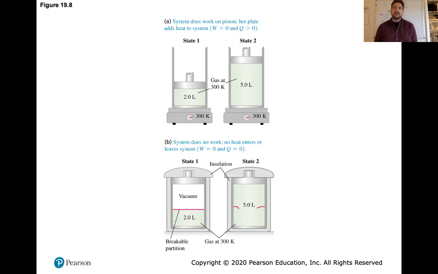And so think about the first law: if there's no heat transfer and if there's no work done, then delta U must be 0. And we have to conclude that the temperature of a gas undergoing a free expansion like this is constant. If it was 300 Kelvin to begin with, it's 300 Kelvin now.